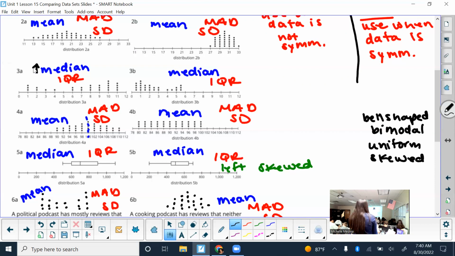Now for measure of spread, which one do you think would have a greater IQR? And why do you say that? Because it's more spread out. Good. So it's not always going to be that the greater measure of center and spread are on the same one, just so you know. It just so happens that it's also the most spread out.